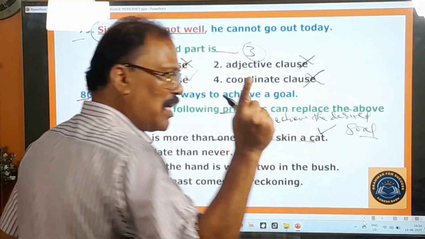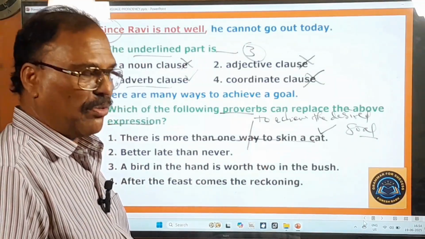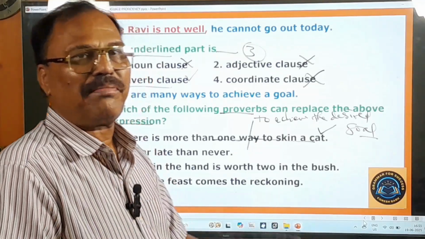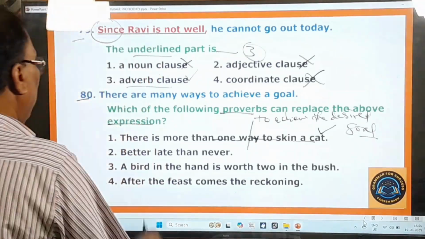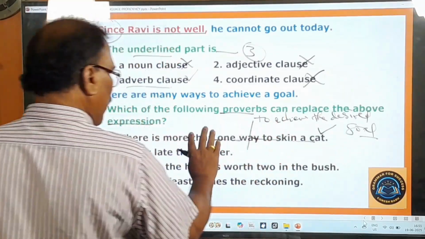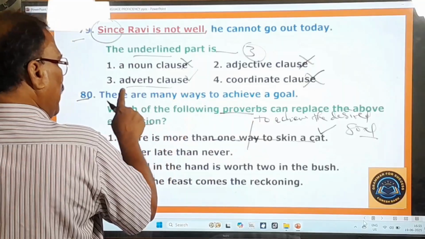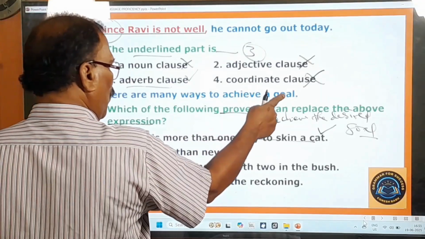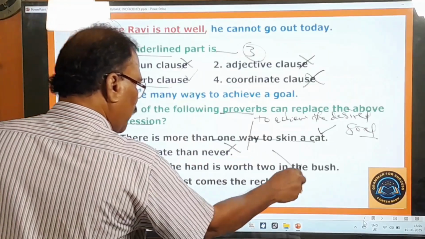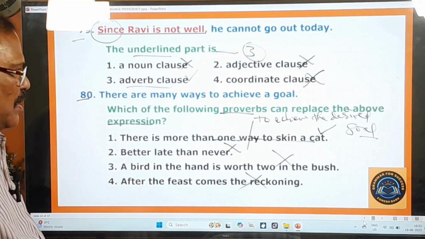The goal that you have decided on. What is your desired goal? To get through the DSC examination, to get through the PGT examination, to get through the TGT exam, and you want to become a teacher. That is your desired goal. So here there is more than one way to achieve the desired goal. That is the meaning of this proverb. So the meaning of this proverb is expressed here. There are many ways to achieve a goal. Only for this proverb, this is the meaning. Not for this, not for this, not for this. And now you move on to other questions.